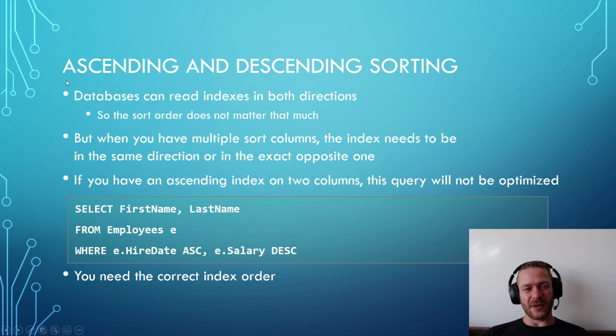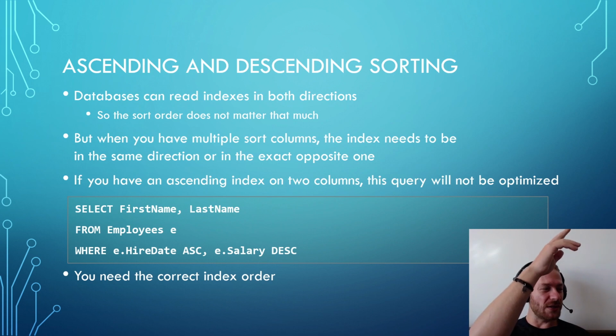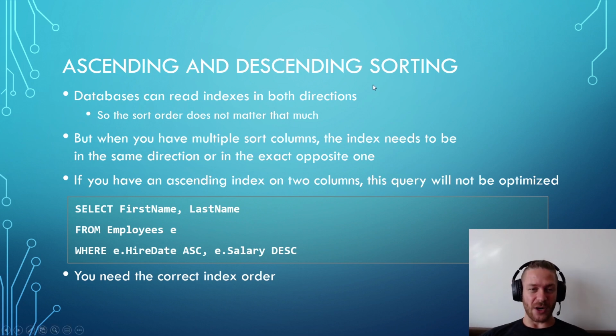What is important about ascending and descending sorting is when you have more than one sort operation. That's the only case in which you care about the order of the sorting, because, as I already said, databases can read indexes in both directions. If we have the data sorted, they can read it in reverse and they will get the descending order. If they read it in the normal way, they will get the ascending order. So it doesn't matter the order.